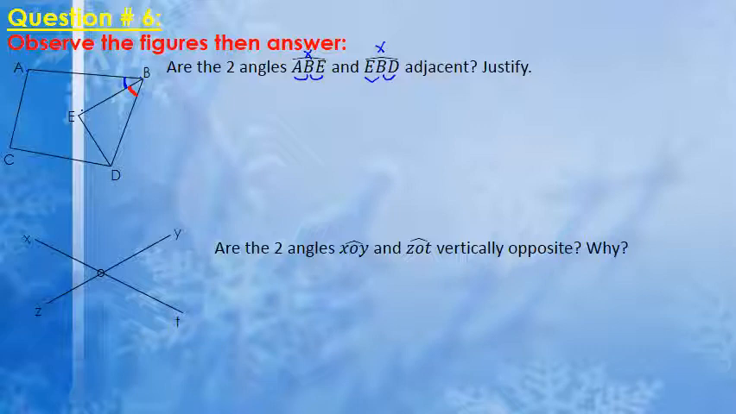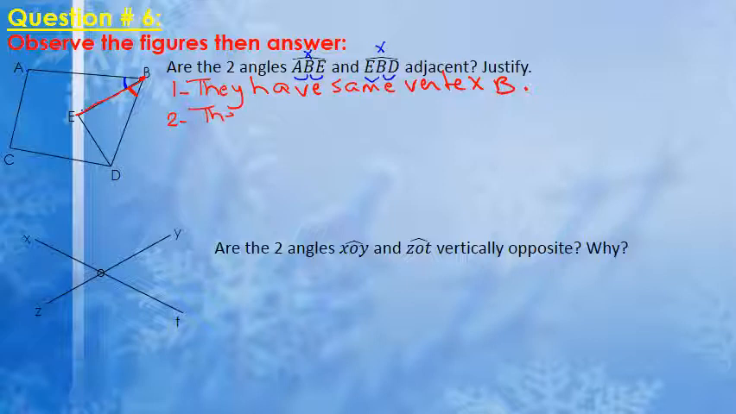We can see they are adjacent, but we should follow the conditions. Condition number one, they have the same vertex, which is B. The second condition, do they have a common side? In the first angle, the sides are BA and BE. In the second angle, they are BE and BD. So we can see that BE is a common side.